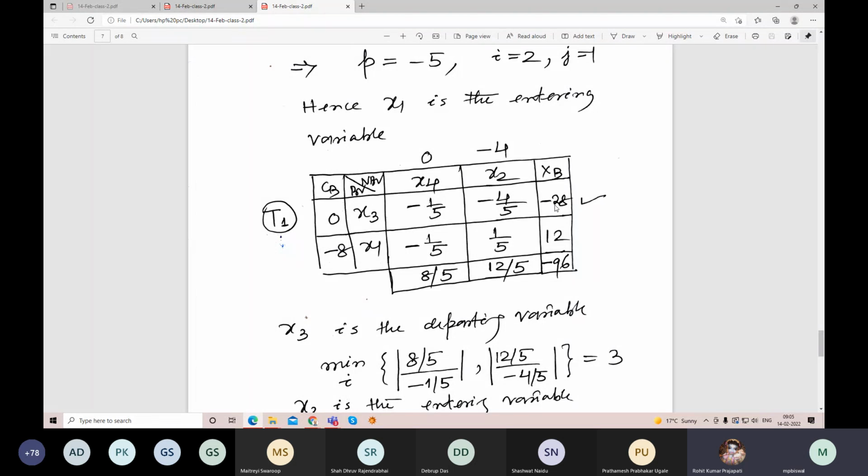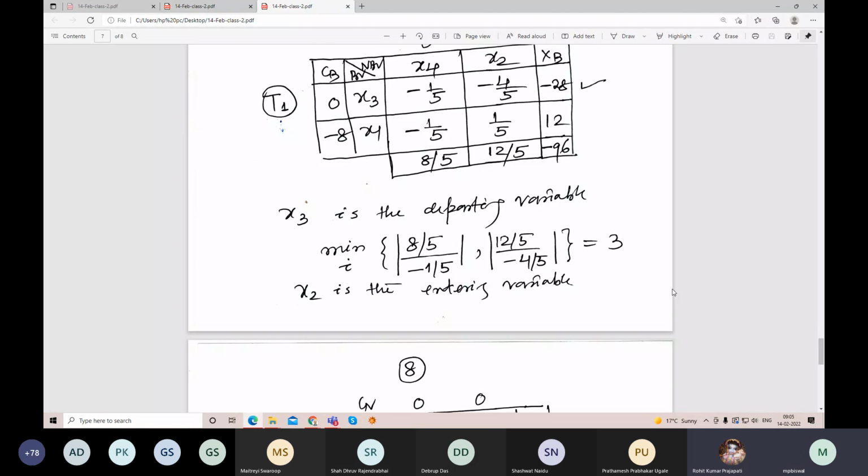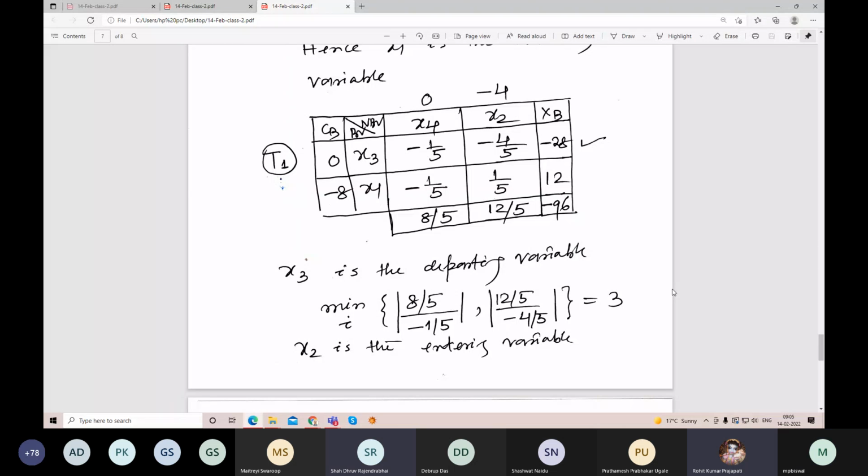With respect to minus 28, which variable is our departing variable? Who can say? X3 or X1? X3 is the departing variable. If X3 is the departing variable, how to calculate the entering variable? X2, sir. Yes, X2 is the entering variable.